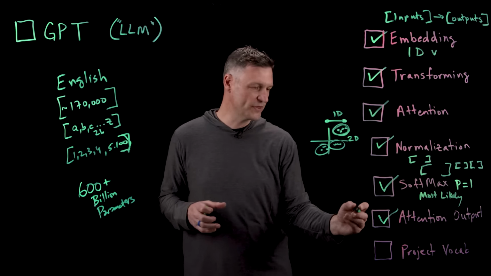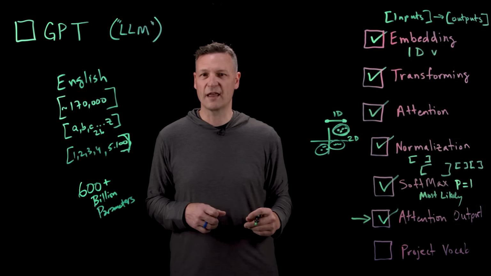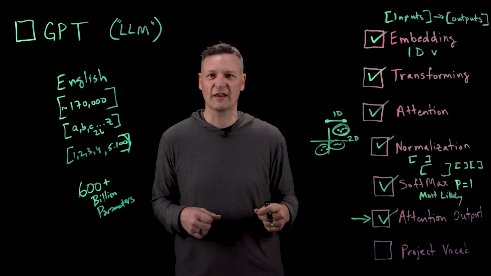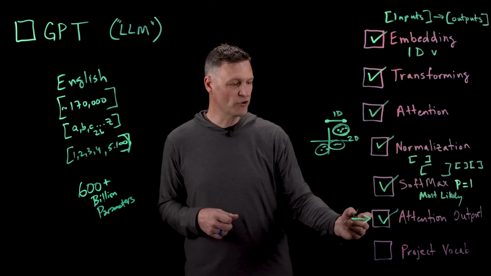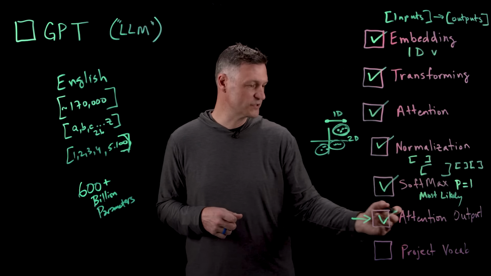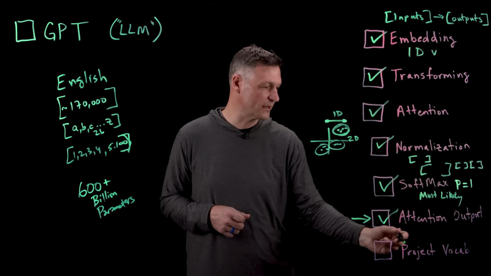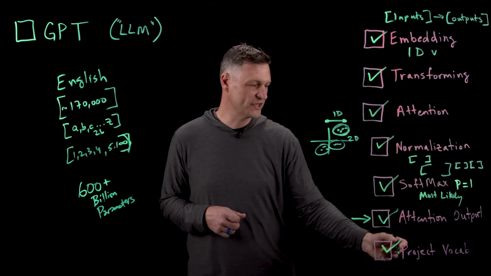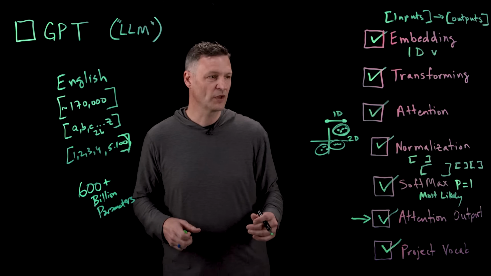In attention output, this is the layer where you say, hey, I want my answers to sound like you're from New York, or I want my answers to sound like you're from Silicon Valley. So if you're going to do stylistic types of outputs, this is the layer that you're usually operating in. And then when you project vocabulary, this is literally your output, right?